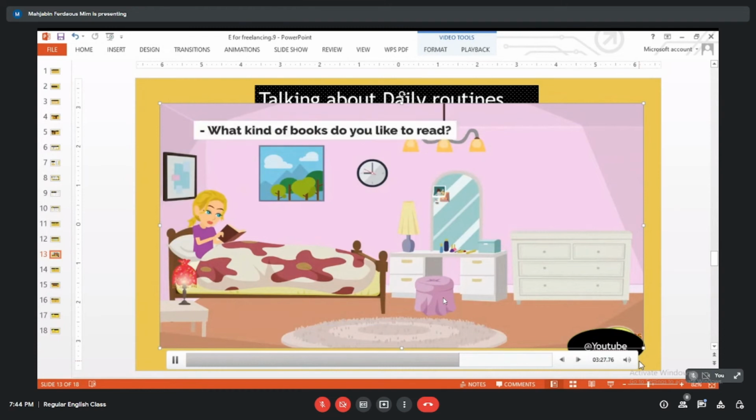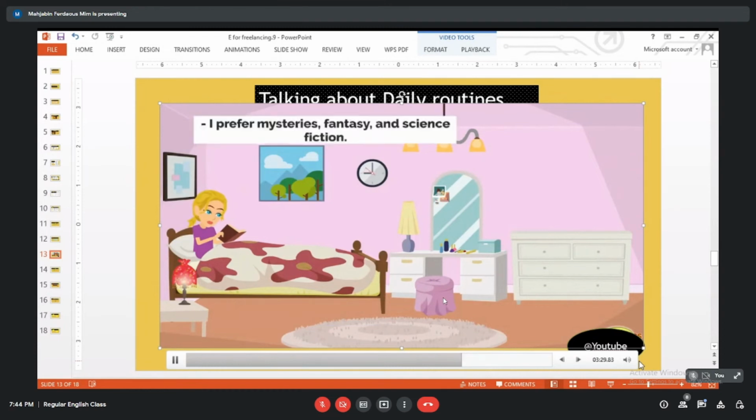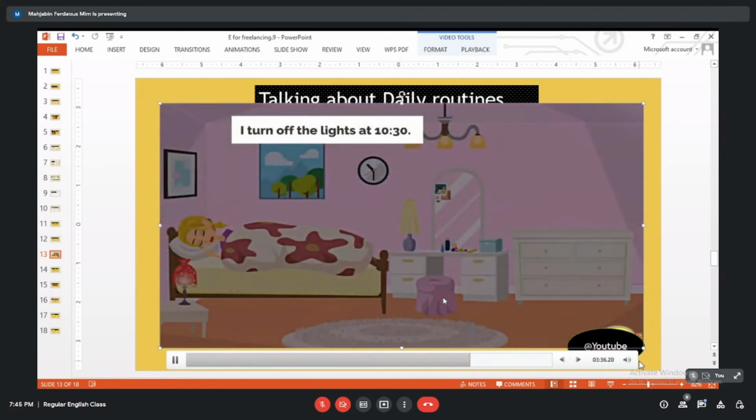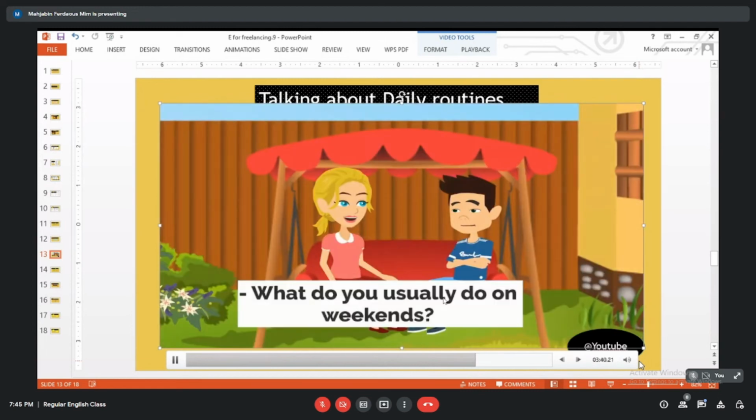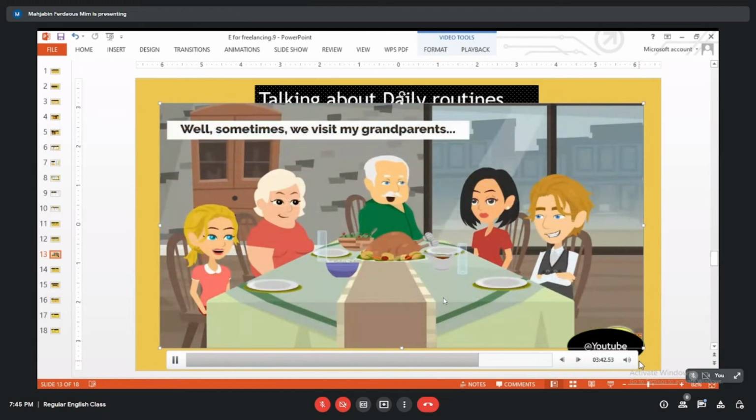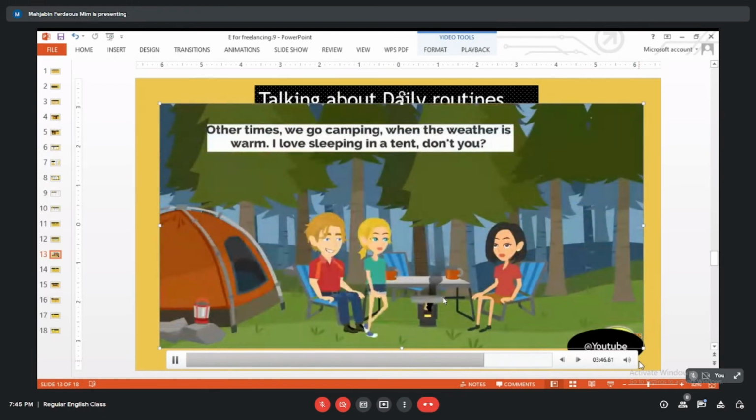What kind of books do you like to read? I prefer mysteries, fantasy, and science fiction. I turn off the lights at 10:30. What do you usually do on weekends? Well, sometimes we visit my grandparents. Other times we go camping when the weather is warm. I love sleeping in a tent, don't you? Yes, I do too.